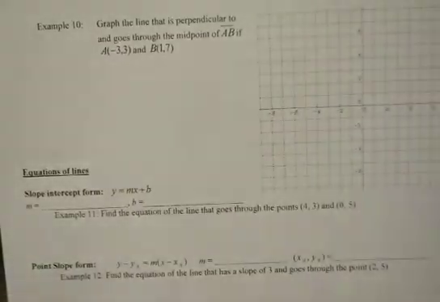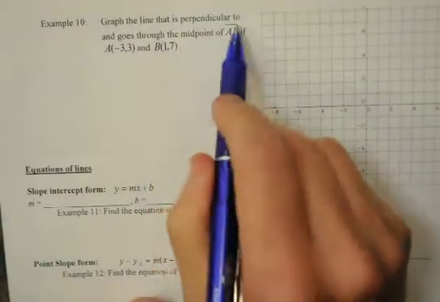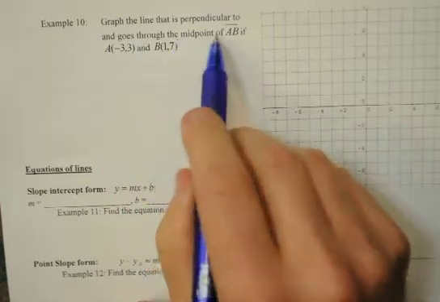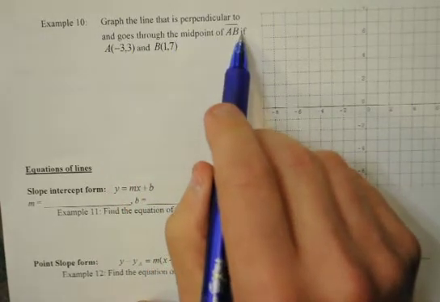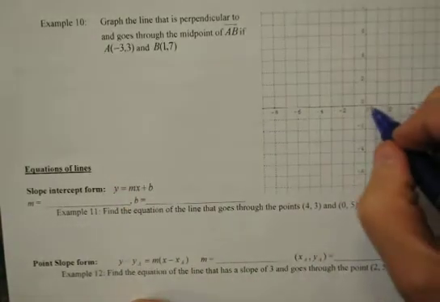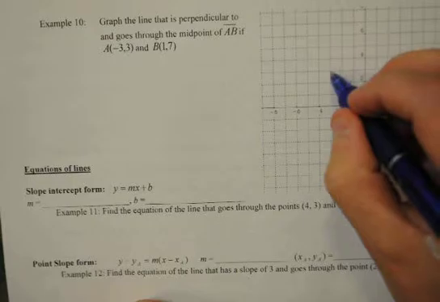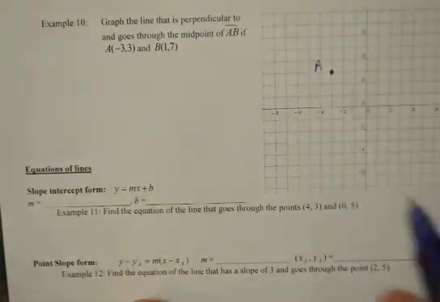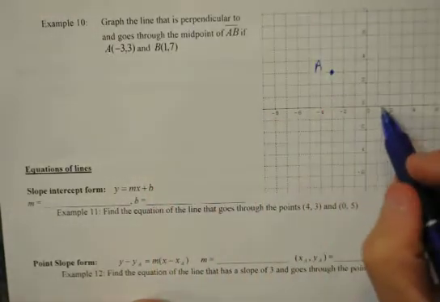Example 10. Graph a line that is perpendicular to and goes through the midpoint of segment AB if A is -3, 3. So -3, 3. Here's A. And B is 1, 7.